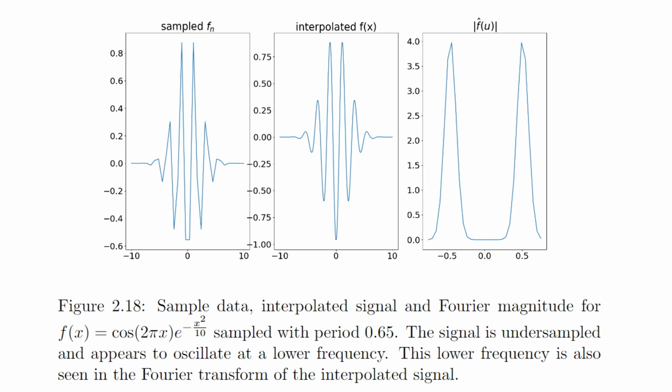If we undersample even more, so we're sampling with a period of 0.65, what happens is that the high frequencies are shifted to lower frequencies because they're undersampled and aliased. So here's our sample data, and our interpolated data looks great, but it's at the wrong frequency. When we look at its Fourier transform, the frequency is shifted to -0.5 and +0.5. So it's shifted by a factor of 2 by this undersampling and aliasing.